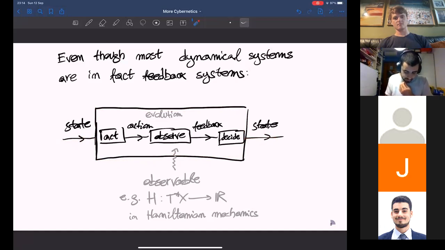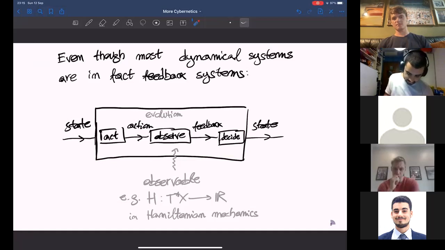So in many cases, the first thing that happens is that some kind of action is taken, okay? And this is like an agent moving around in the space X, or it could be a particle doing some kind of dynamic evolution in a physical space or whatever. Then what I do is I observe the result of my action, okay?